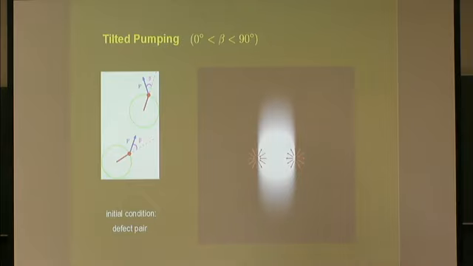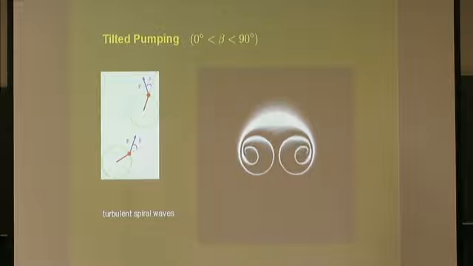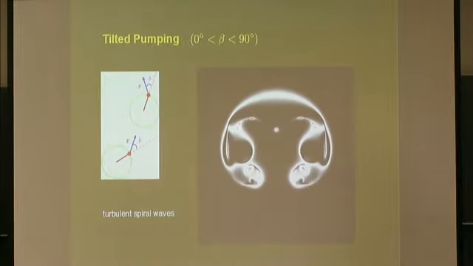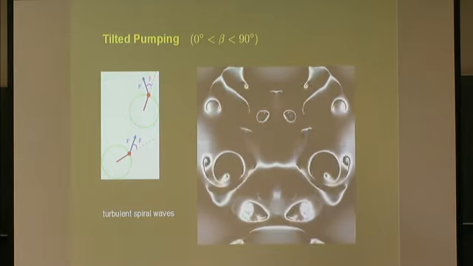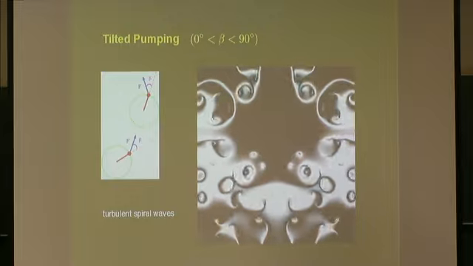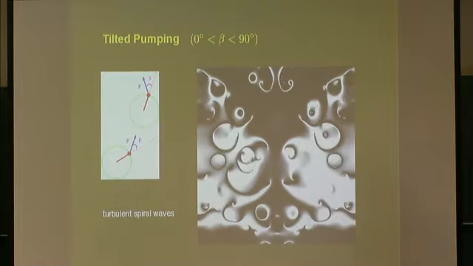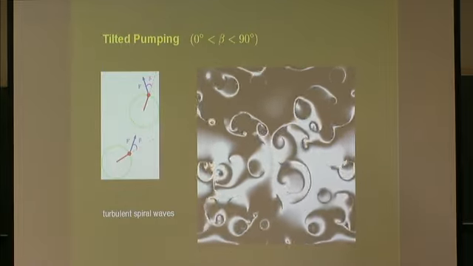And we solve the equation starting from a pair of defects here and here. Here we have a +1 defect, a radial defect, and here a -1 defect. So what we have is a pair of spiral waves that develop, and they collide and annihilate and proliferate. And so this is the final dynamical steady state of the system. So it's a turbulent spiral wave.